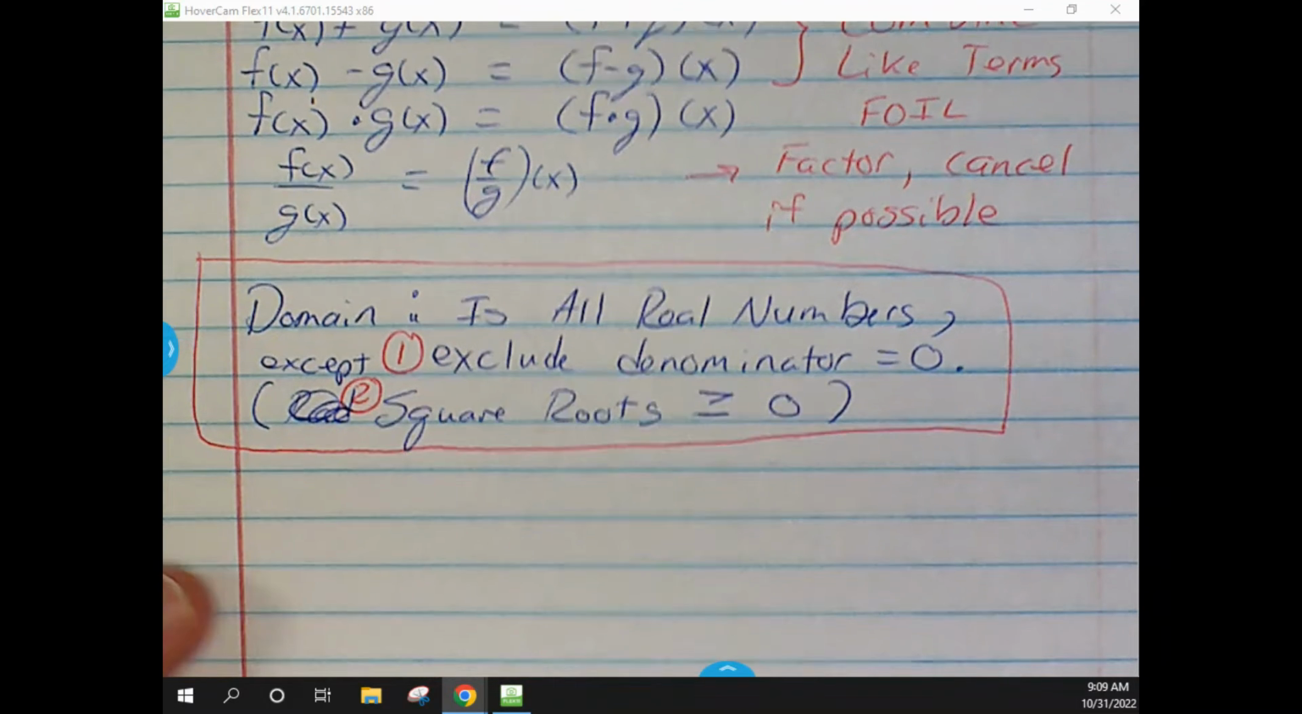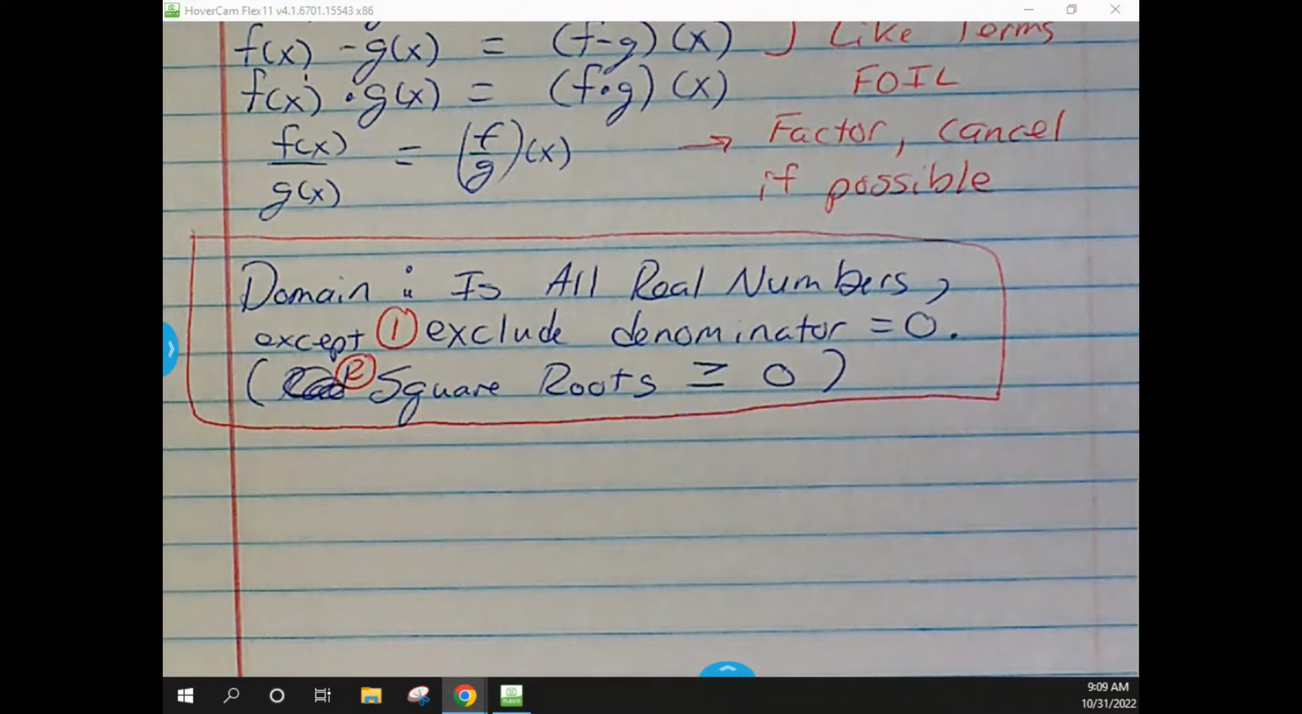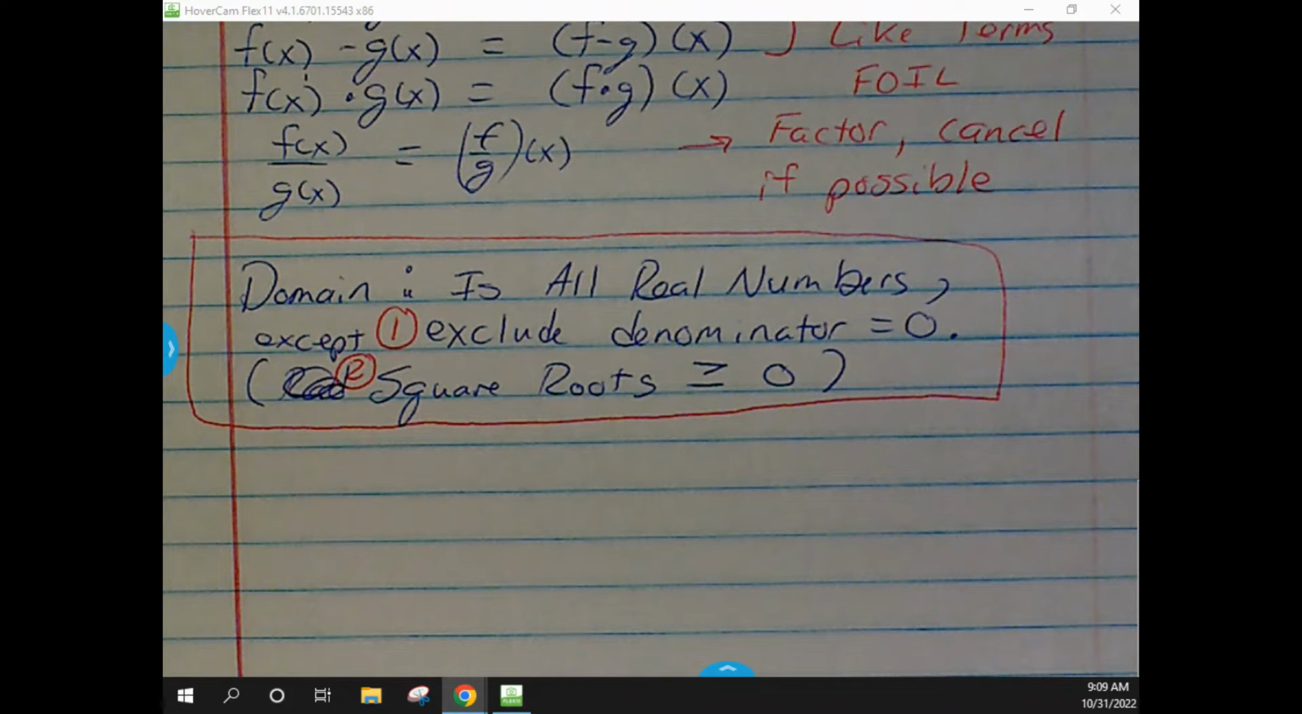Okay, so your domain is all real numbers. The only exceptions you're looking for are, if you have a fraction, you've got to exclude the denominator equal to 0. And second, if you have square roots, it has to be greater than or equal to 0. Third roots are okay, because you can have positive or negative numbers. If we square root a negative number, we might get something imaginary, and right now we don't want anything imaginary, so anything square root wise needs to be greater than or equal to 0. Third roots are fine.